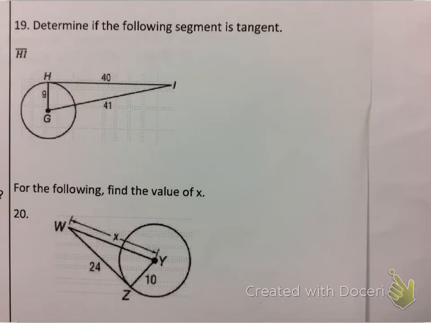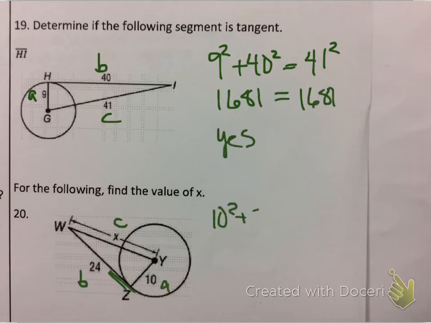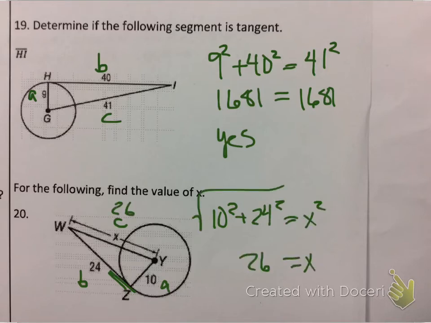All right, so for the next example, we have to use the Pythagorean Theorem if you want to determine whether something is tangent, yes or no. Does a squared plus b squared equal c squared? Keep in mind that a is the radius, b is the line that we think is tangent, and c is the line from the radius to the outside point. Number 20 is another variation of that where you actually solve for x. So again, you plug them in, type them out, and that should be fairly easy.